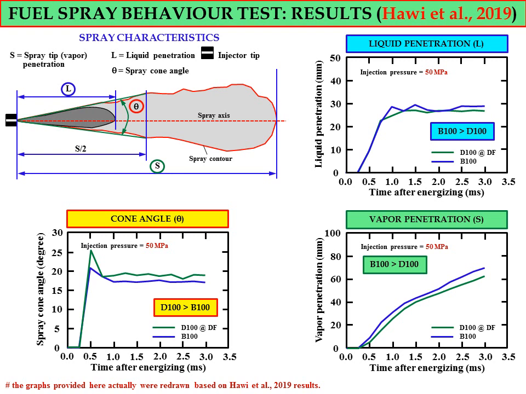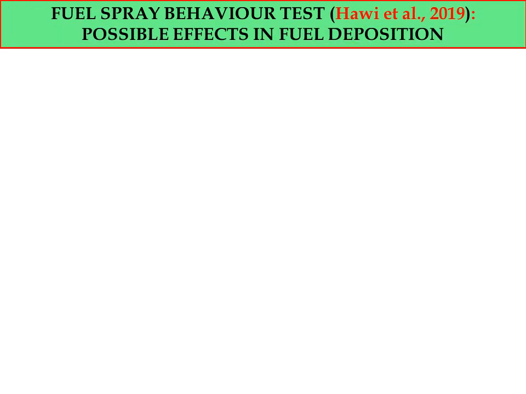The graph that I show in this slide was actually redrawn based on the Hawi et al. 2019 result. I just picked the important results for D100 and also B100 in order to make the comparison. Okay, a few spray behavior tests in terms of possible effect on fuel deposition.